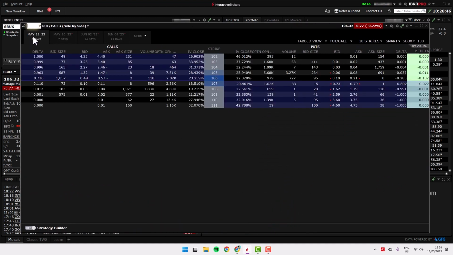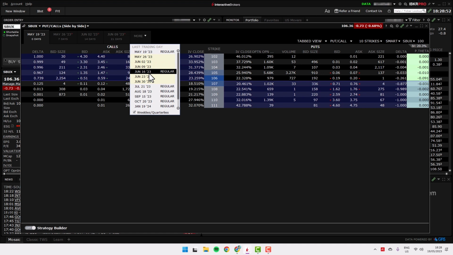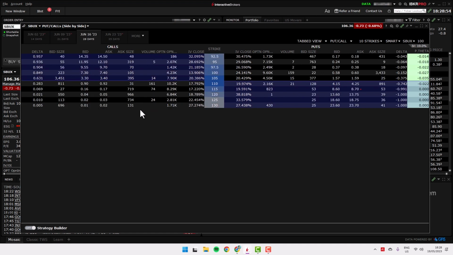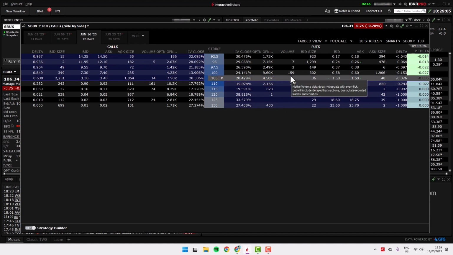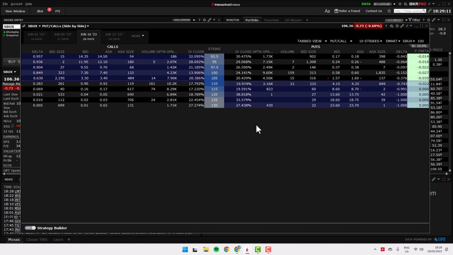This is the option that expired today, 0 days as you can see here, because it expires today. Of course, let's go to 16th of June, which is 28 days from now, so let's say 1 month. Here we have the calls on the left, the puts on the right. The ones in blue are in the money, the ones in red are out of the money. And we need to sell out of the money, exactly like in the example.